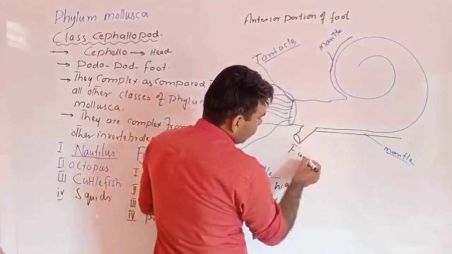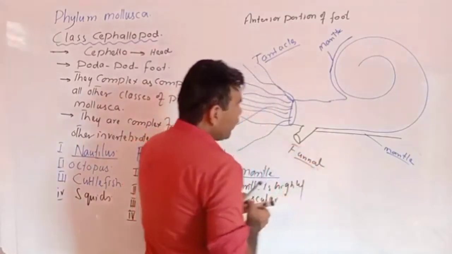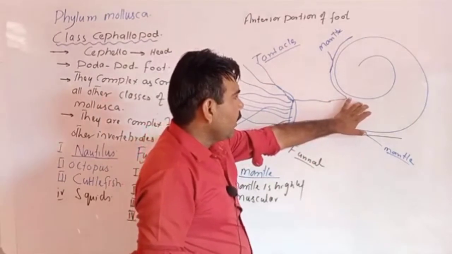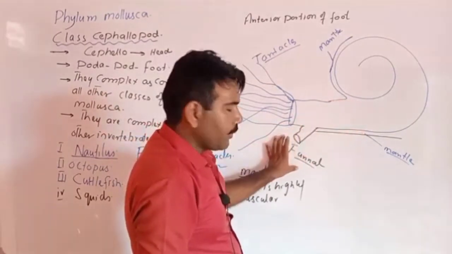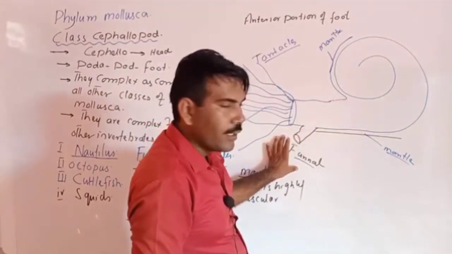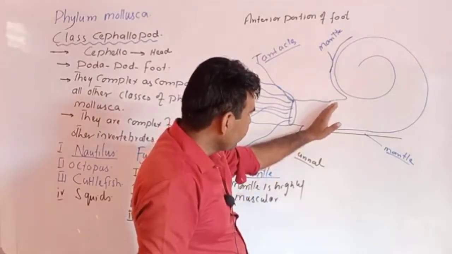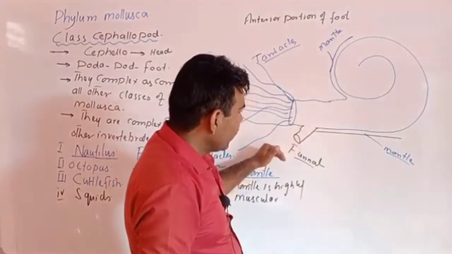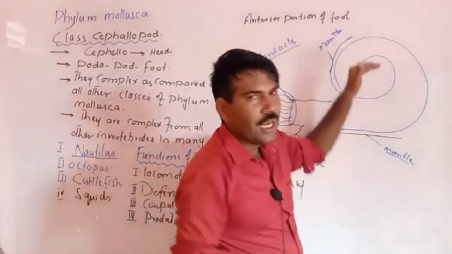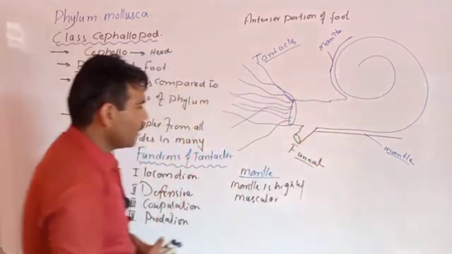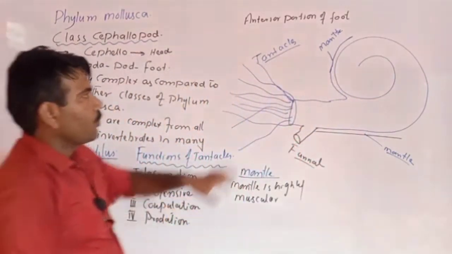This structure is known as funnel. And when the water comes out from this portion, the funnel, with a very great pressure, the water pressure will be in this direction and the movement of this animal will be in the opposite direction. So students, we have discussed the mantle.